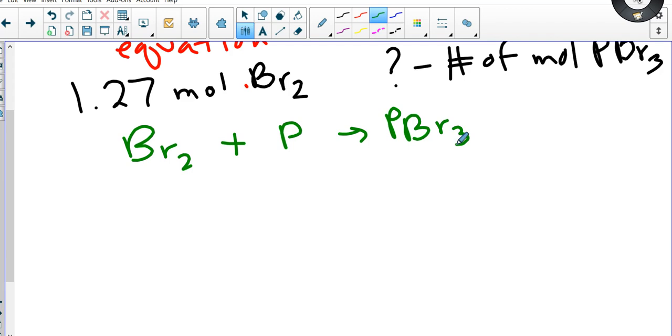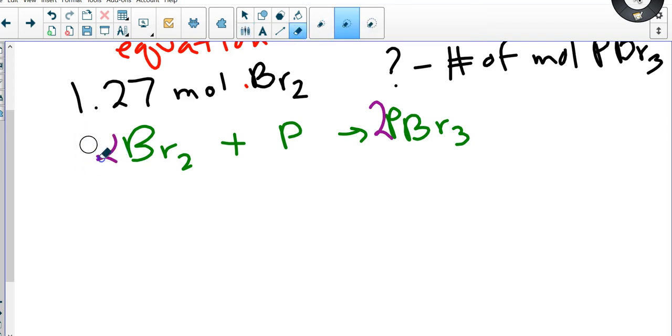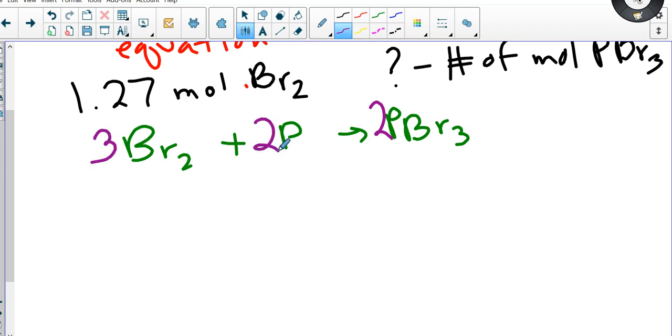To balance this equation, this is one of the ones you can kind of look at. You can see that I have 3 bromines and 2 bromines. So to balance it, I'm going to put a 3 here and a 2 here, which will give me the 6 that I'm looking for, and a 2 there. What that means is for every 3 moles of bromine, 2 moles of phosphorus are needed, and I will make 2 moles of these. So if these are particles, 3 of these and 2 of these make 2 of those, if you want to think about it with the little circles.